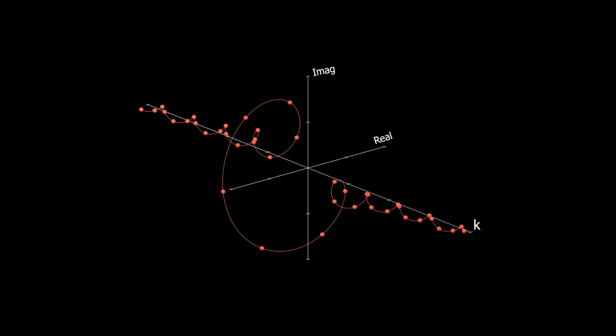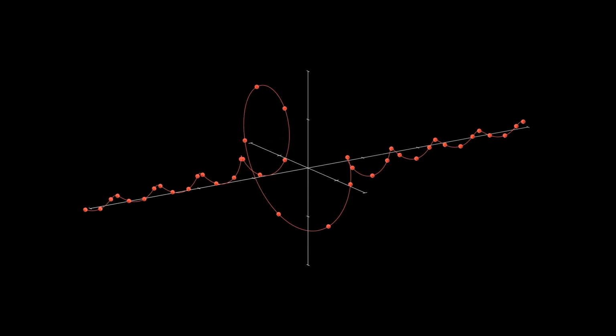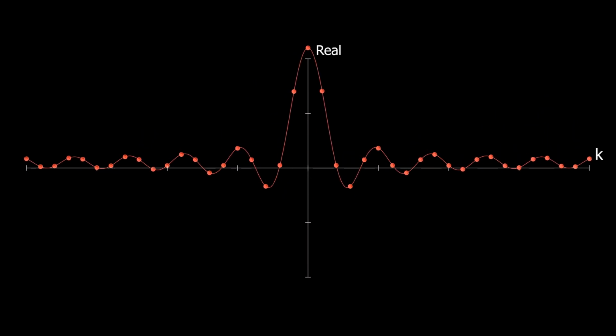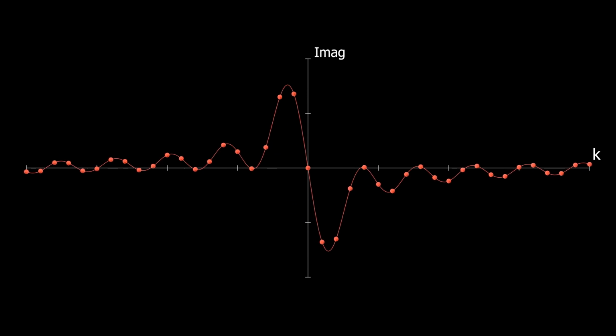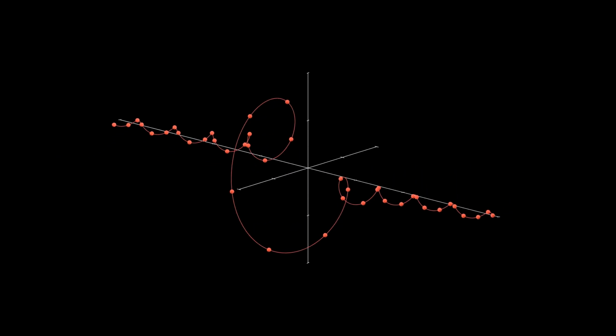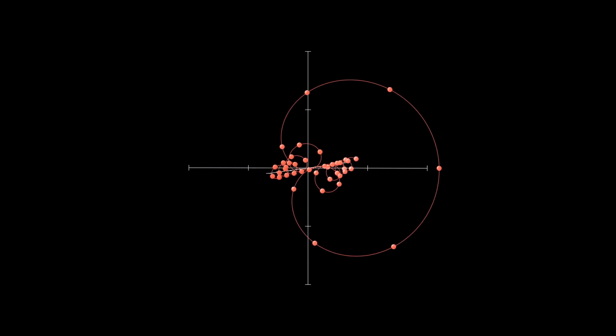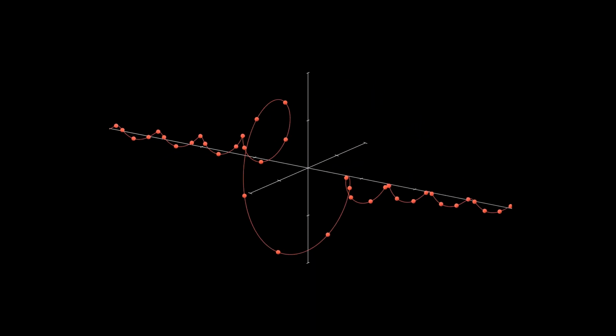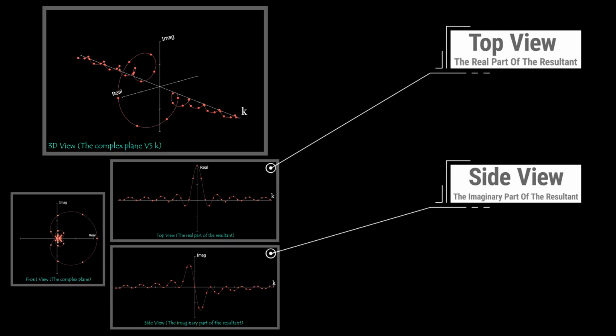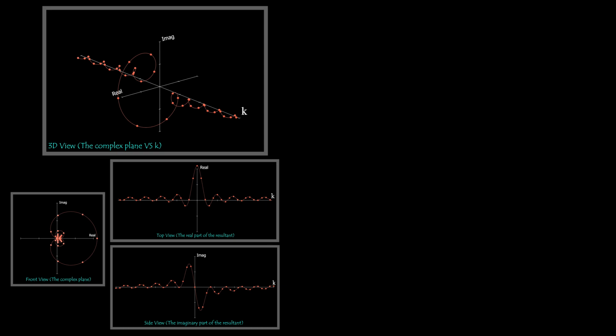Being a summation of complex exponential functions, the resultant is also a complex function having real and imaginary parts. The top view represents the real part of the resultant, while the side view represents the imaginary part. The front view shows the resultant in a complex plane, or the polar plot. Here is the resultant, as well as its front, top, and side views. This is the main idea of the discrete Fourier transform, a summation of discrete complex exponential signals.